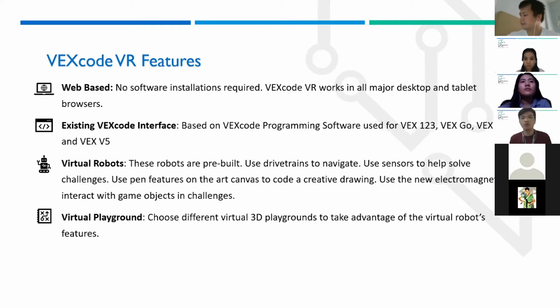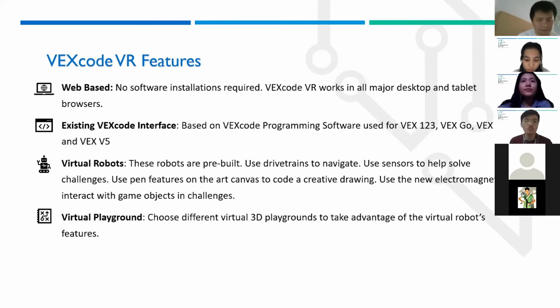It uses sensors to help us navigate, complete, or solve challenges. It uses pen features where you can draw on the art canvas to create a drawing. And it also uses an electromagnet to interact with game objects in some of the challenges.